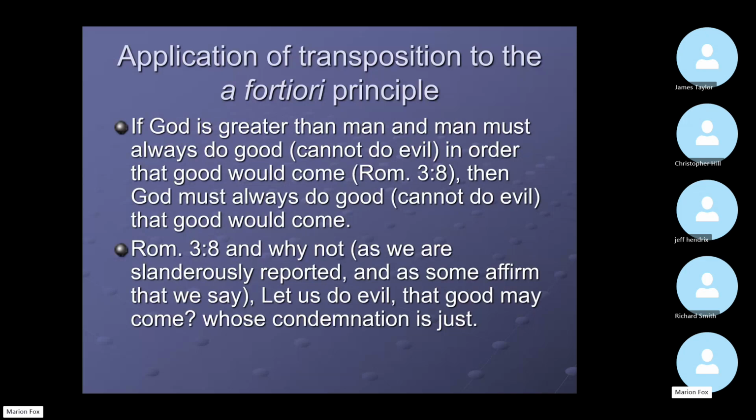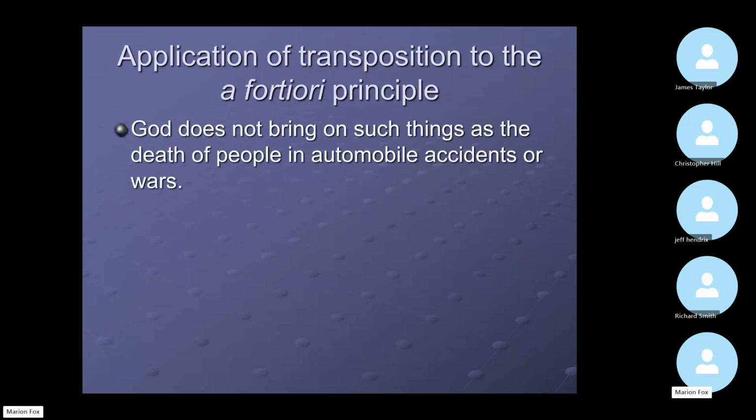So this is negative. So here, if God is greater than man, man must always do good, in order that good would come. Then man must always do good. God must always do good. All right? So "let us do evil that good may come," that's a slander, of course. So we can't teach that because God cannot do that. God will not do evil that good would come. God does not bring on such things as the death of people in automobile accidents or wars.